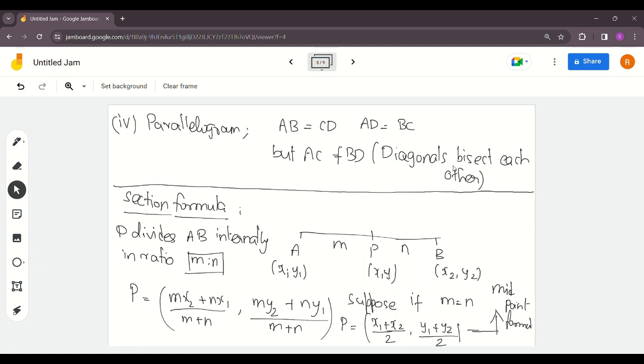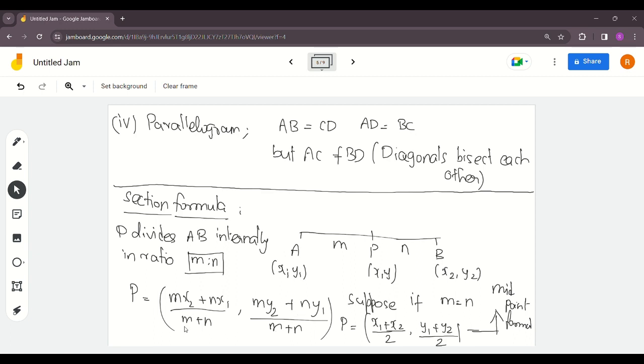Now we go to the second topic, which is section formula. It is a very simple topic. So here line segment AB is given where A's coordinate is (x1, y1) and B's coordinate is (x2, y2). Suppose this point P divides the line segment. We don't know the ratio, that is why I have kept it as m and n. The point P divides internally the line segment AB in the ratio m is to n. Now we are going to see what are the coordinates of point P. So point P's coordinate is, this is the proper section formula, (mx2 plus nx1) by (m plus n) and (my2 plus ny1) by (m plus n).